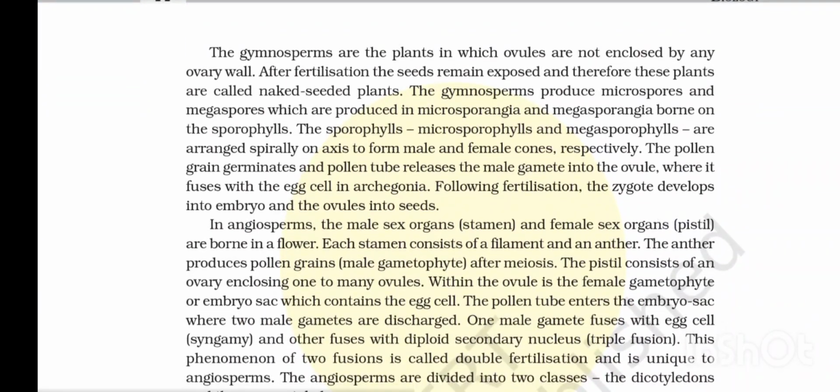The gymnosperms are plants in which ovules are not enclosed by any ovary wall. After fertilization, the seed remains exposed and therefore these plants are called naked seed plants. The gymnosperms produce microspores and megaspores, which are produced in microsporangia and megasporangia borne on the sporophylls. The microsporophylls and megasporophylls are arranged spirally on an axis to form male and female cones respectively. The pollen grain germinates and the pollen tube releases the male gamete into the ovule where it fuses with the egg in the archegonia. Following fertilization, the zygote develops into an embryo and the ovule into a seed.